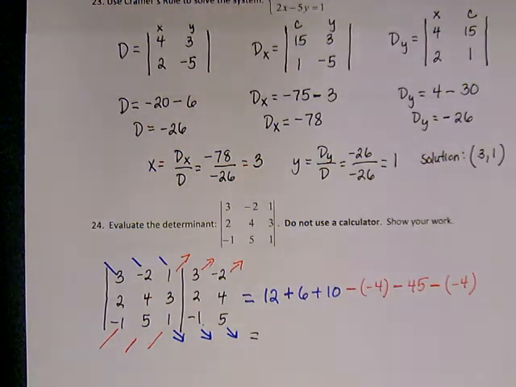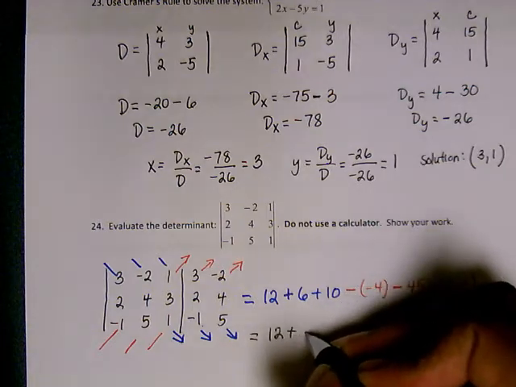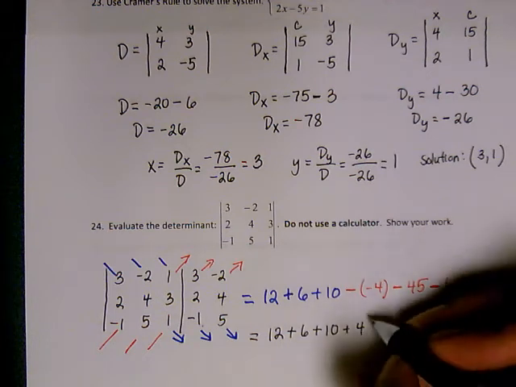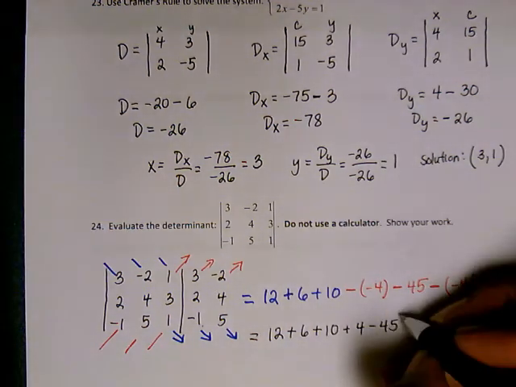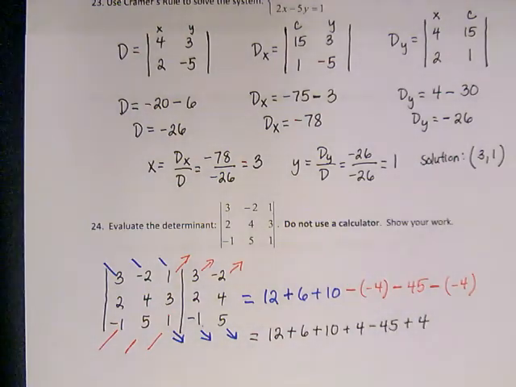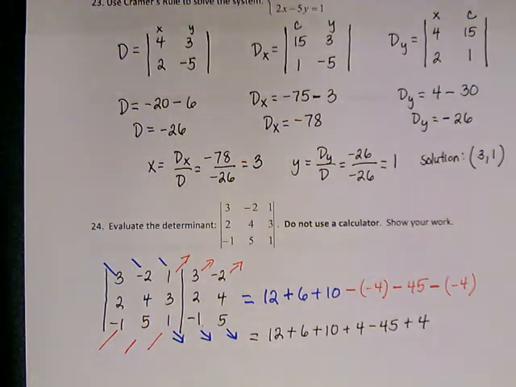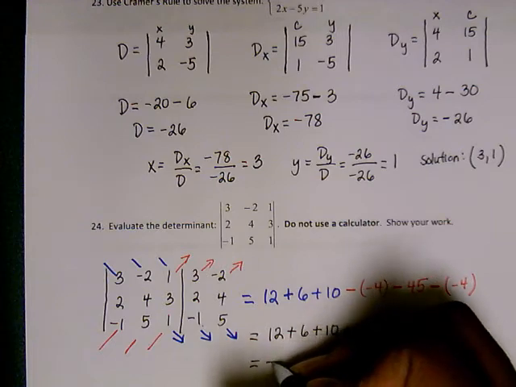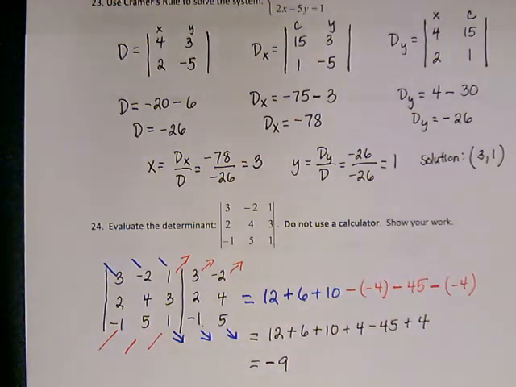Okay. Now I'm going to simplify this a little bit. I'm going to go ahead and write down the 12 plus 6 plus 10. Now minus the -4 will be plus 4, and then minus 45, and again minus the -4 will be plus 4. And this I can enter into the calculator by doing 12 plus 6 plus 10 plus 4 minus 45 plus 4. And that will end up being -9. So in this case here, the determinant of that 3 by 3 matrix will end up being -9.